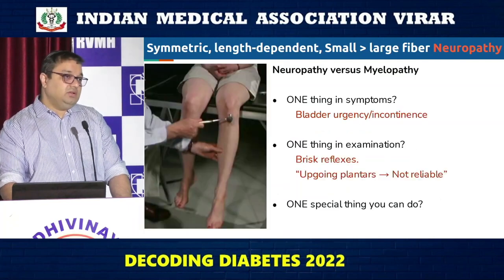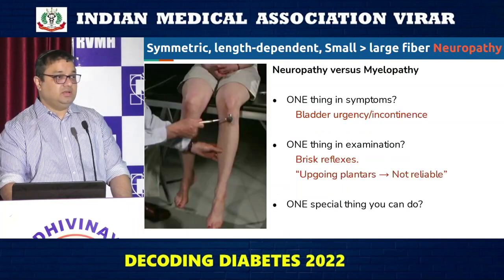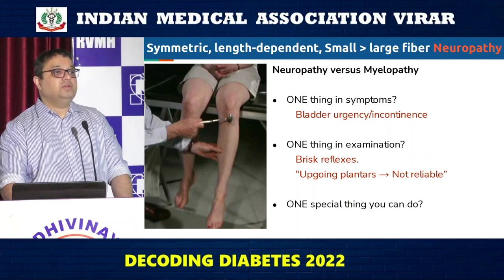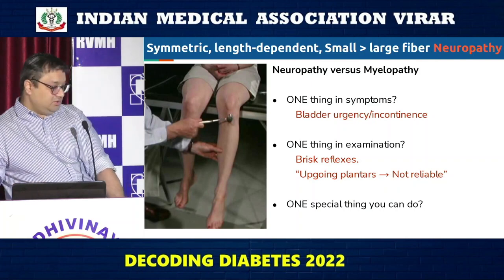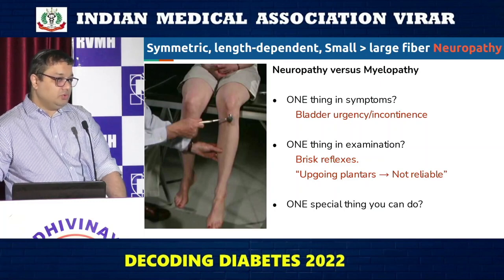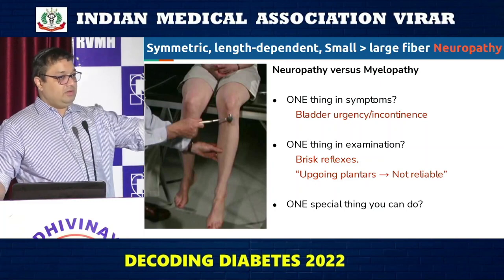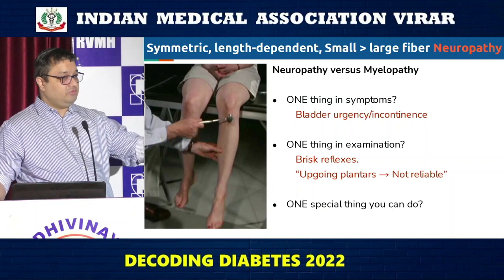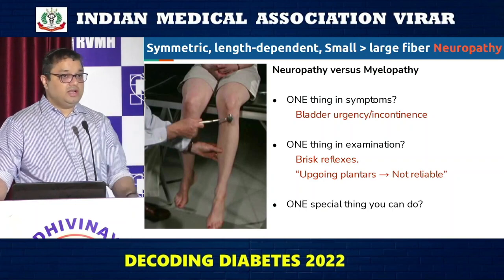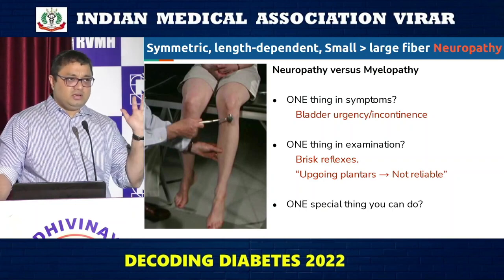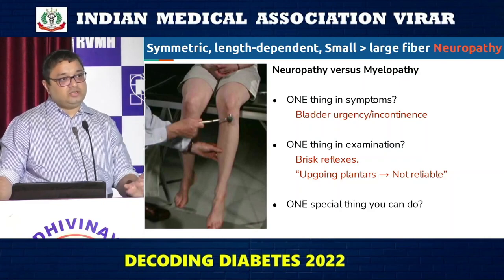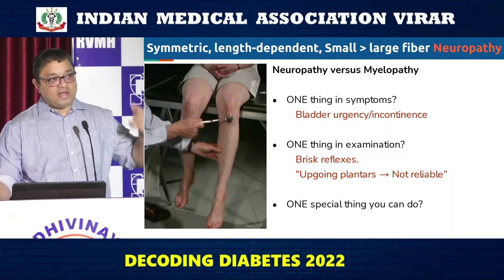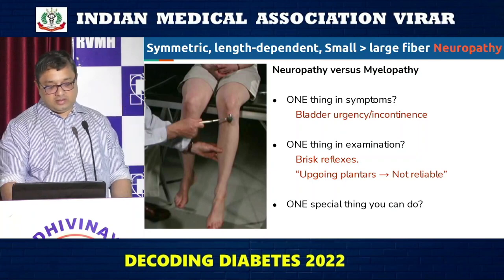One thing in examination, your reflexes will be brisk in a myelopathy, whereas in a neuropathy, your reflexes will be down. All of us have been taught about upgoing plantars. So you scratch the bottom of the sole, and if the big toe comes up and the other toes fan out, then you call it an upgoing plantar. But in studies which have looked at the sensitivity of the upgoing plantar, only 50% of patients with a clear-cut myelopathy had an upgoing plantar.